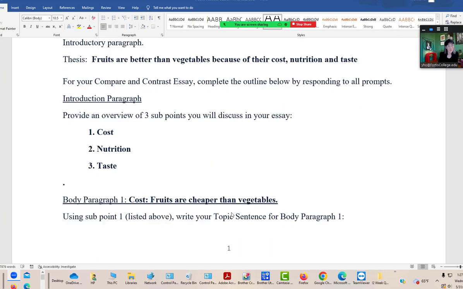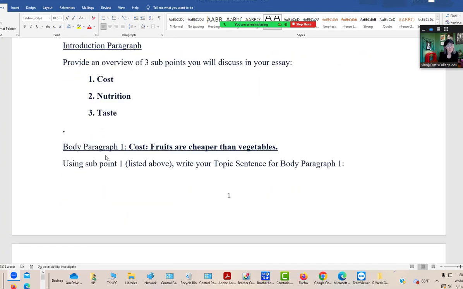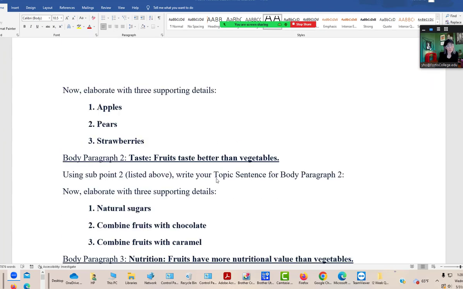And so here you have your subpoints. Provide an overview of the 3 subpoints you will discuss in your essay: cost, nutrition, taste. And then body paragraph 2 will be about cost. Fruits are cheaper than vegetables. And then you write, why are fruits cheaper than vegetables?